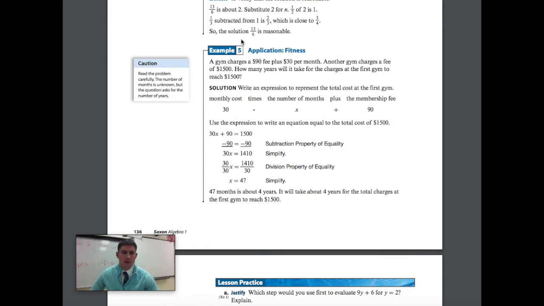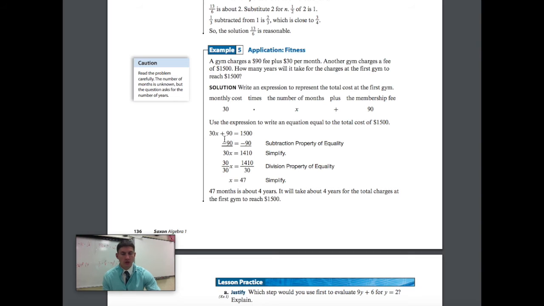In example 5, it puts it into a word problem form in which you're solving a two-step equation. You have to take the word problem, read it out, and turn that into the expression. So here's the solution. It says write the expression to represent the total cost at the first gym. So here it gives you what would be a monthly cost and then a fee. So you've got a fee of $90 and a monthly cost of $30 times the number of months that you have with an overall cost. How much would it take to get to $1,500? How many months would it take to get to that value? So from the word problem itself, you write out the equation that looks like this. 30x plus 90 equals 1,500.